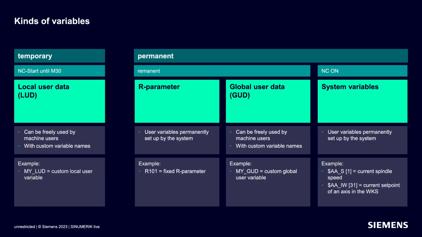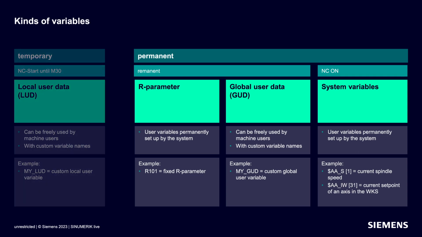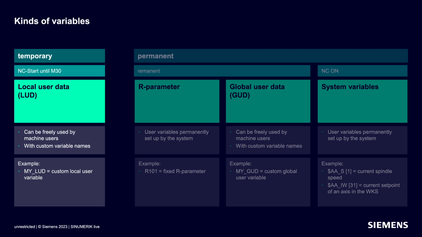But now, to today's first topic. Let's take a look at which variables are available with Cinemeric in the first place. A distinction is made here between variables that are permanently available in the CNC and those that are only temporarily available while the CNC program is running.